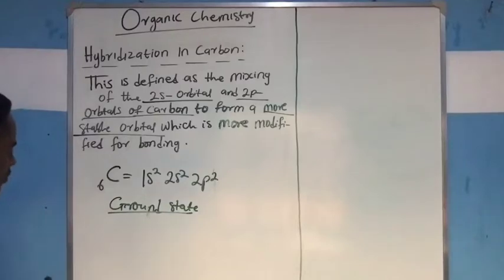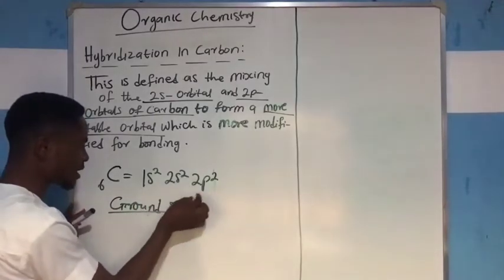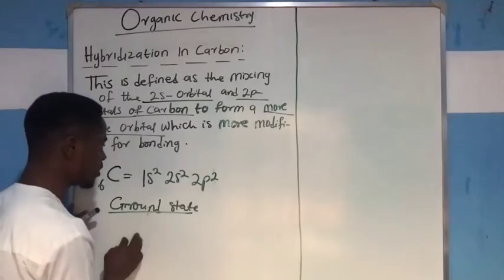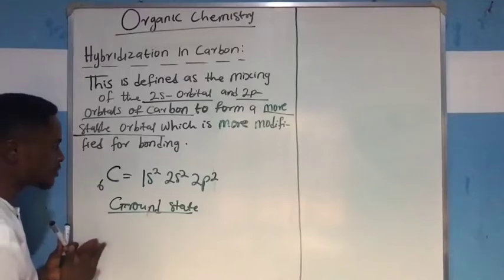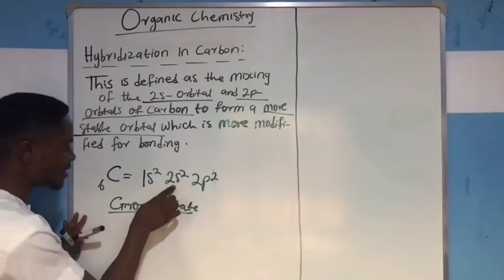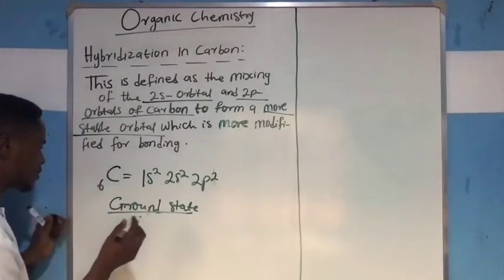So in the ground state of carbon, it will mean that this orbital will have 2 electrons, and this orbital again will still have 2 electrons. Alright, so in the ground state of carbon, nothing much actually happened. What actually happened is that 1 electron from the 2s orbital moves into the 2p orbital. So let me quickly show it.